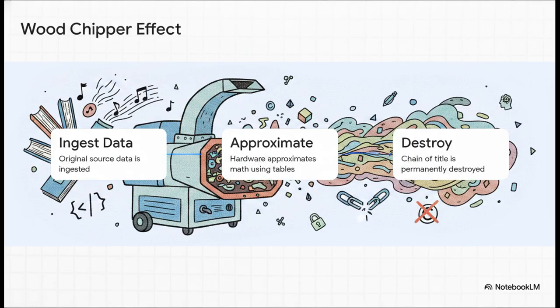Now, the actual mechanics of this destruction happen through something called the wood chipper effect. Here's how it works. When an AI ingests exact source data, like a copyrighted book or human-written code, it forces those continuous human vectors through a tokenization bottleneck. The hardware basically acts like a giant blender, using mathematical approximations. And once your intent goes through that blender, your original identity and chain of title are permanently destroyed. It's like a smoothie. You can never reverse engineer that smoothie back into the exact distinct fruits it came from.